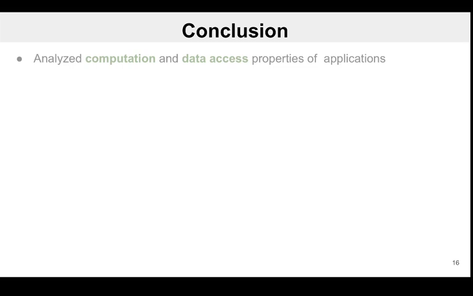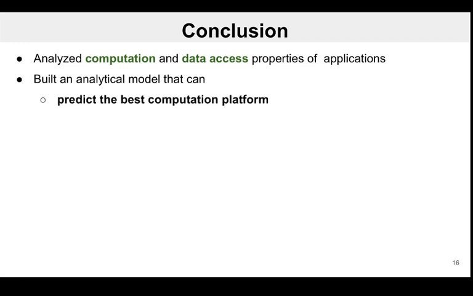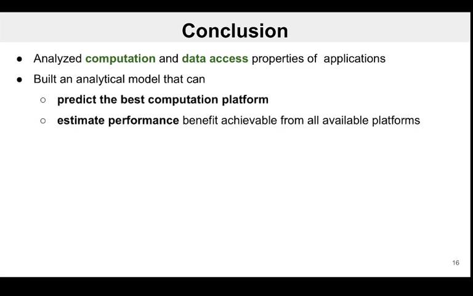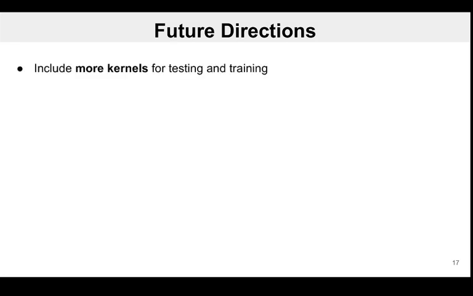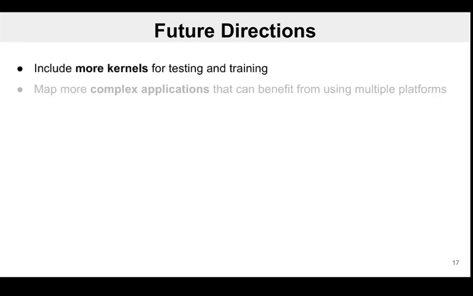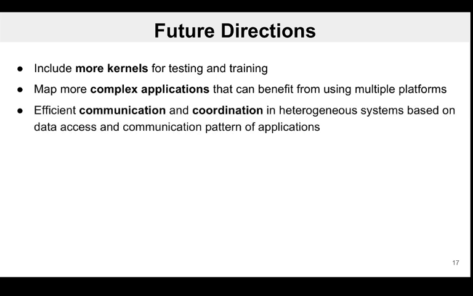To conclude, we analyzed computation and data access properties of applications, and we built an analytical model that can predict the best computational platform and estimate performance. In doing this, we achieved 98% accuracy. In the future, we'll include more kernels for testing and training, and we'll be mapping more complex applications that can benefit from using multiple platforms. We'll also investigate efficient ways of communication and coordination in heterogeneous systems based on data access and communication patterns of applications.